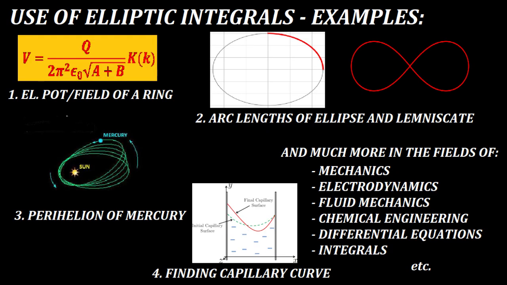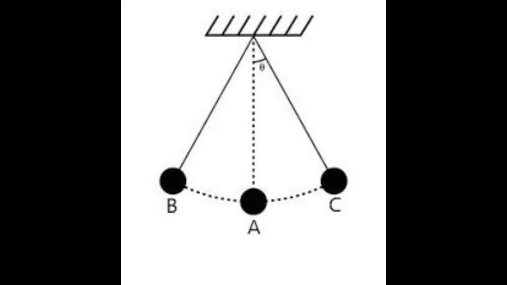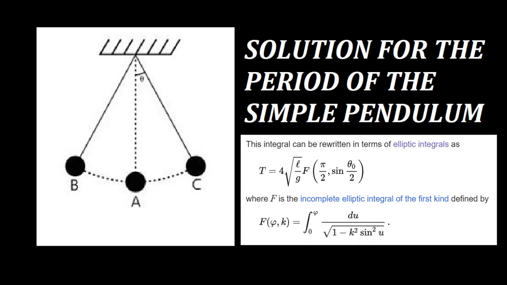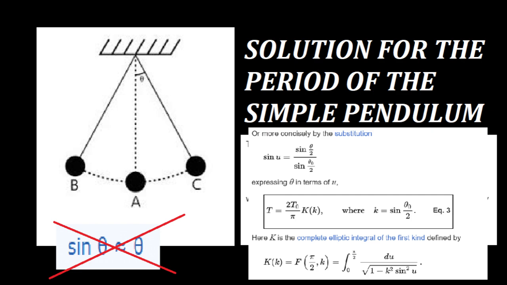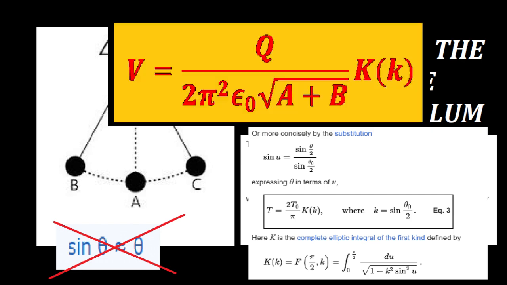Nowadays they are widely used in math and physics and appear as solutions to many physical problems, including the simple pendulum. Yes, you can write down the solution for the simple pendulum without the small angle approximation as a complete elliptic integral of the first kind, just like the potential for the ring.